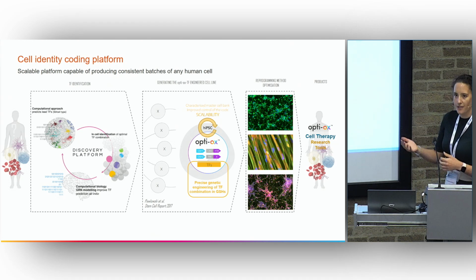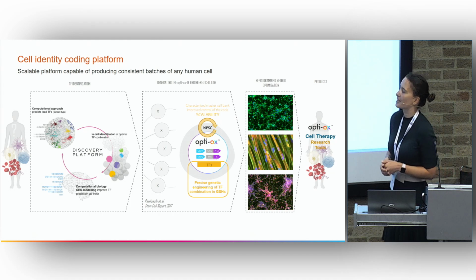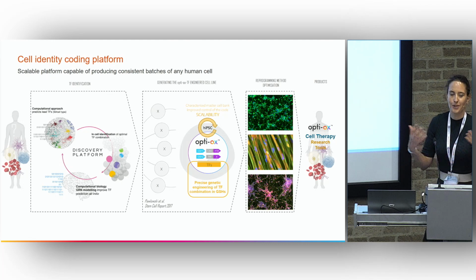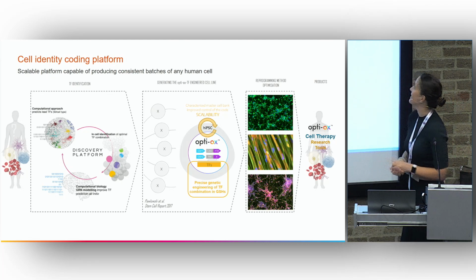And then once we've identified our transcription factors, we take them and plug them into our Optiox technology. Then we do some further fine-tuning of culture conditions because, of course, culture condition and environment is also important to maintaining cell identity.